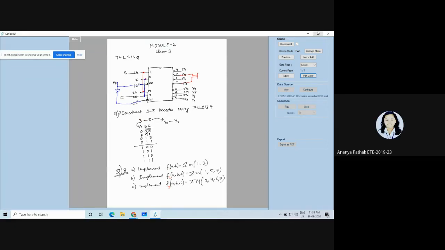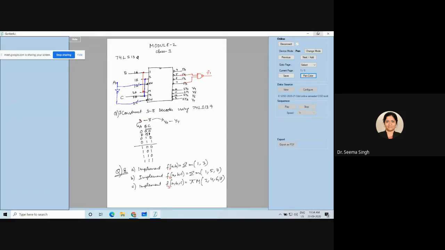NAND gate. It will be active low output, means a NAND gate should be used. I told you yesterday, for active low output, a NAND gate is used to implement the function. So this is your F1 function. Now, if you people are not clear, I will explain why we use a NAND gate.